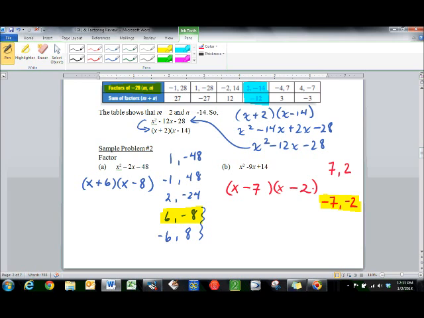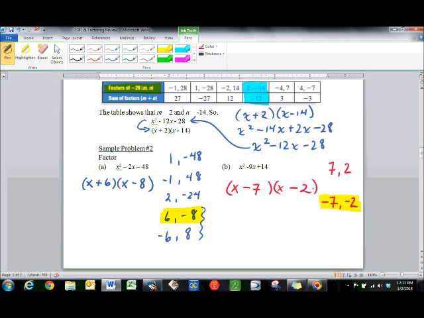Now, a quick word here. I've been listing sets of numbers here that could be possible factors for our trinomials. Do not get these confused with ordered pairs. This has nothing to do with ordered pairs at this point. It does not represent anything on a graph. This is just me listing sets of numbers to give me guidance for my factoring.